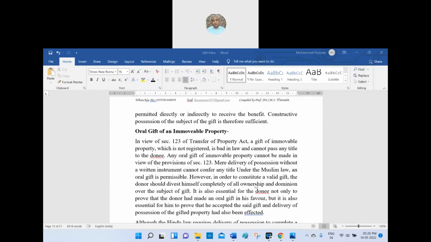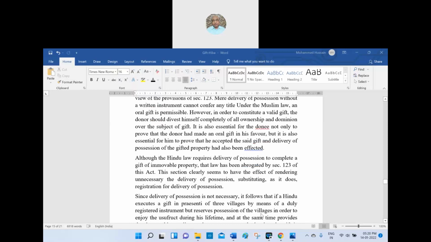However, in order to constitute a valid gift, the donor should divest himself completely of all the ownership and dominion over the subject of the gift. Yes, you have to completely give the ownership and dominion over the subject of the gift to the donee. It is also essential for the donee not only to prove that the donor had made an oral gift in his favor, but also to prove that he accepted the said gift and delivery of possession of the gifted property had also been effected. See, not only should he accept it and the delivery be given, he should also declare that he is going to accept the gift.